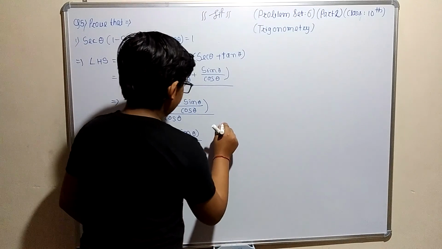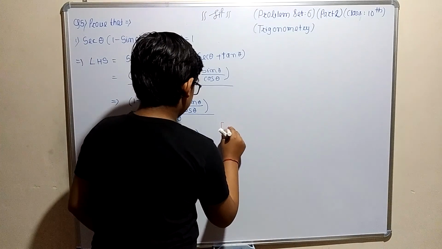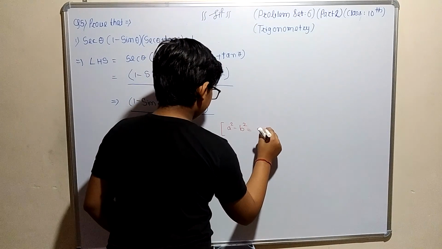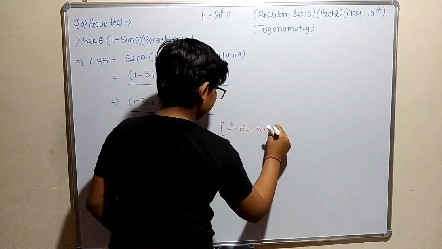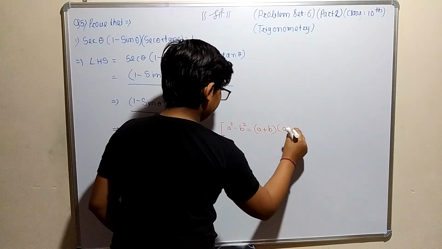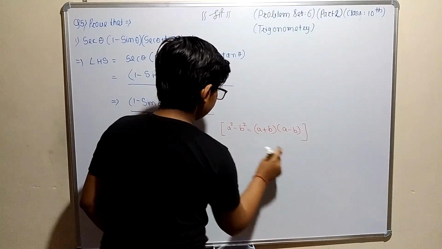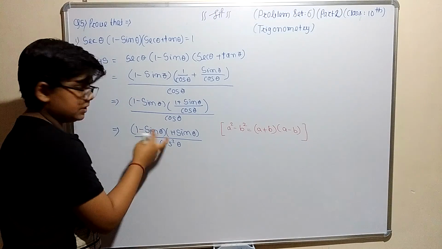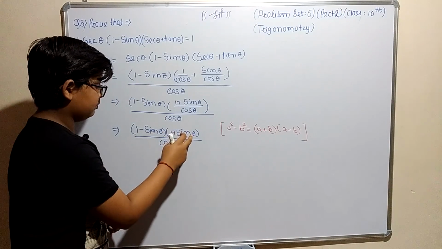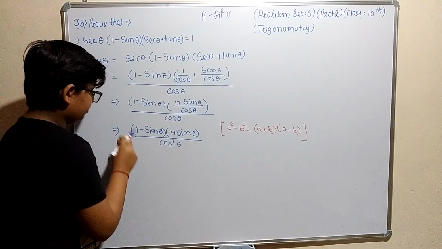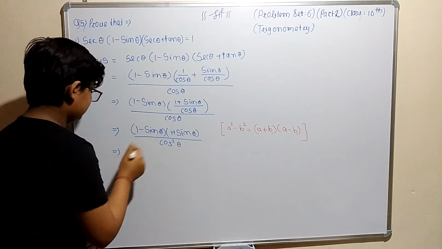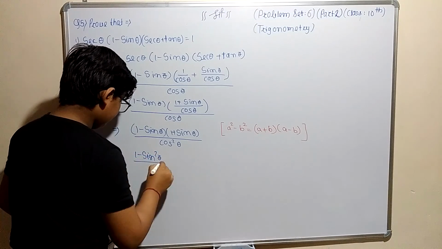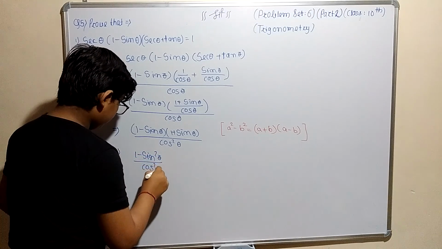Now we know that a squared minus b squared is equal to (a plus b) into (a minus b). We know this identity, so we can solve it. It is in the format of (a plus b) into (a minus b), or (a minus b) into (a plus b). So it will be a squared minus b squared: 1 squared minus sin square theta, divided by cos square theta.